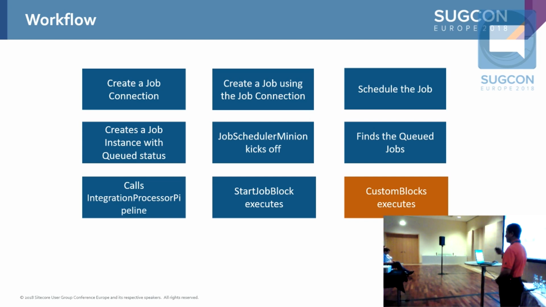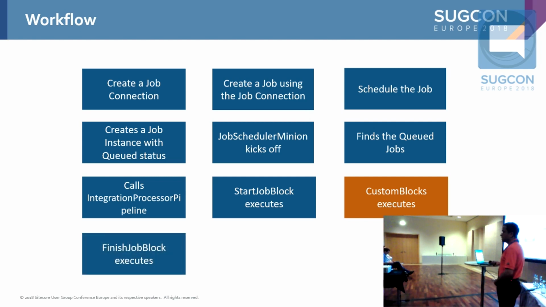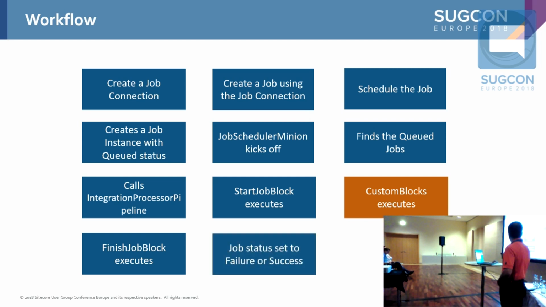submits the data that basically integrates with the ERP, and then it returns the job status, returning the job argument to the finish job block, where the framework takes over again and finds out what the status of the job is. Is it a failure? Is it a success? So it adds that information to the job history. And that's what I just said, job status set to failure or success. So that's the workflow.